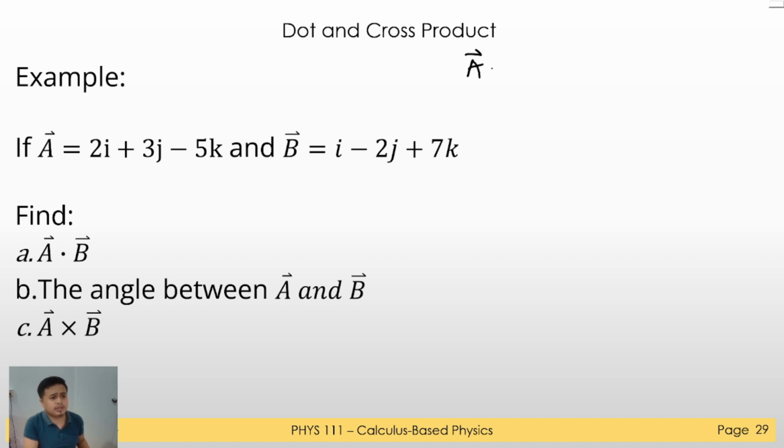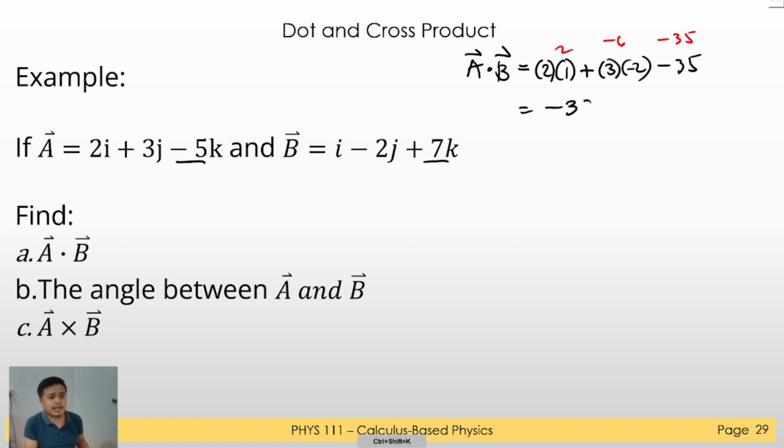So for A dot B, this is equal to the multiplication of the components. We just multiply this entry-wise and then add them. So we have 2 times 1, 3 times negative 2, and negative 5 times 7. So we have 2, negative 6, negative 35. So this will be negative 41, plus 2, we have negative 39. That's it. It's that simple.